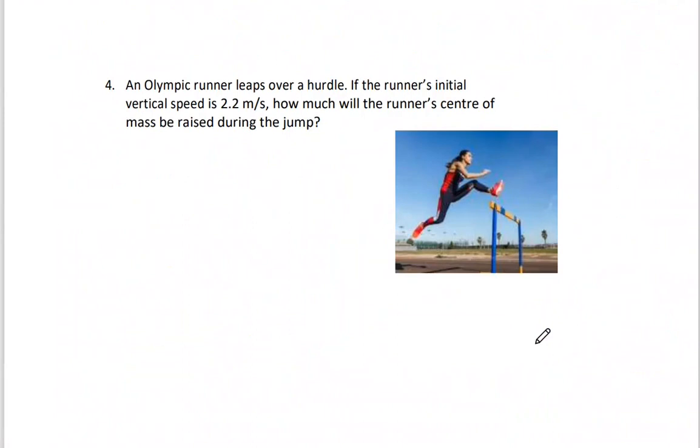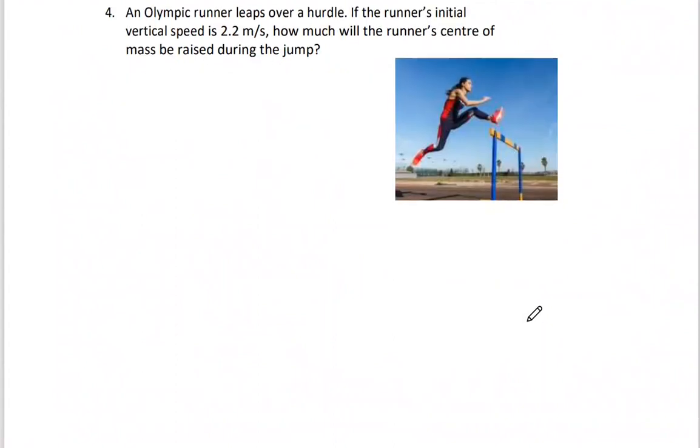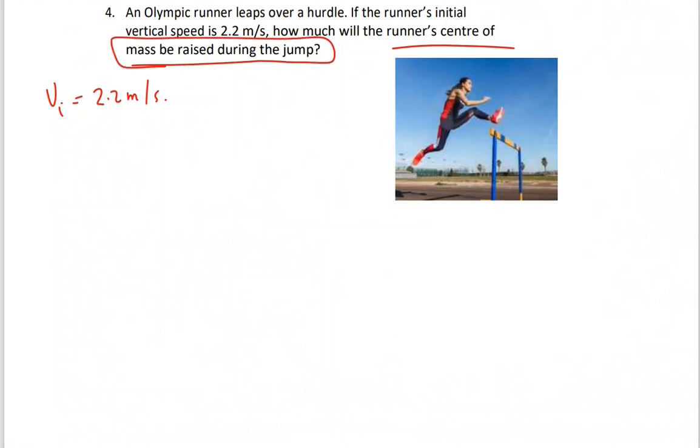Another example. Here we have an Olympic runner who leaps over a hurdle. If the runner's initial velocity is 2.2 meters per second, how much will the runner's center of mass be raised during the jump? So I need to find the height, h. These are the givens. Now we're going to solve the question.